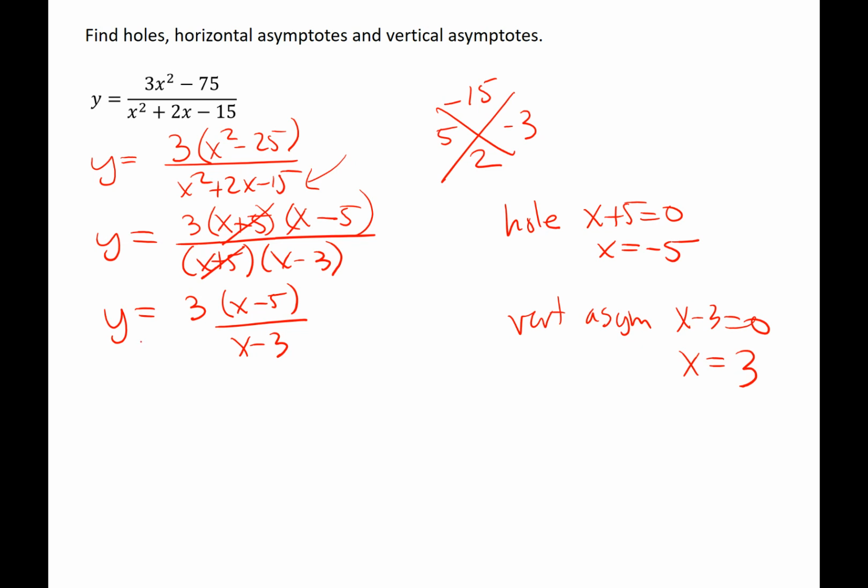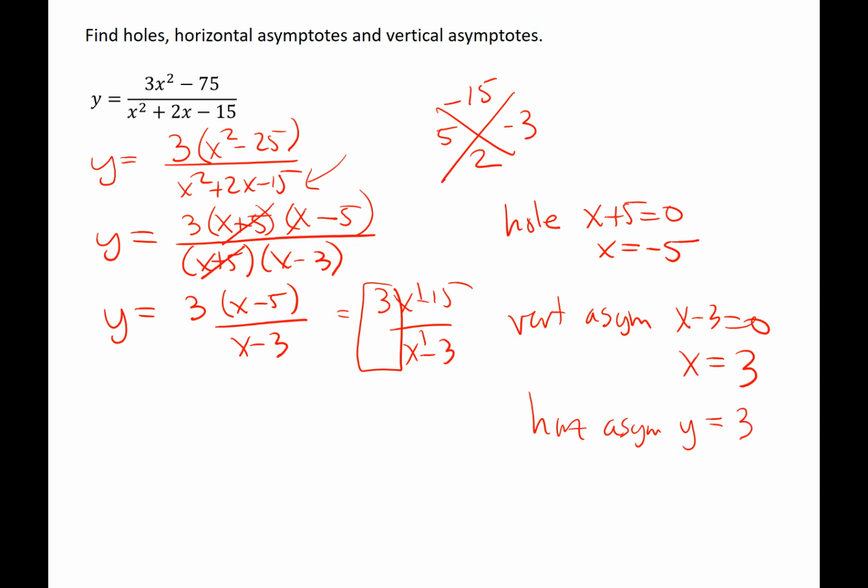And then the horizontal asymptote, I need to look at the coefficients in front. You don't really need to distribute that 3 in, but it also is 3x minus 15 over x minus 3. So if we look, notice the exponents are the same, right? So I look at the coefficients in front. So my horizontal asymptote, horizontal is always a y equals, is 3 over 1, or just 3.